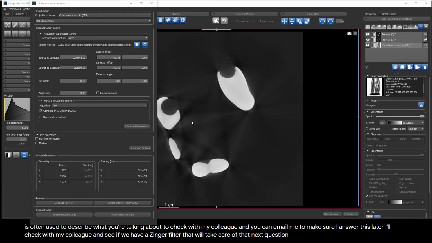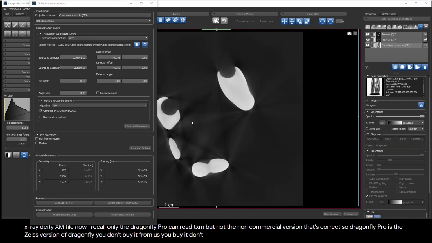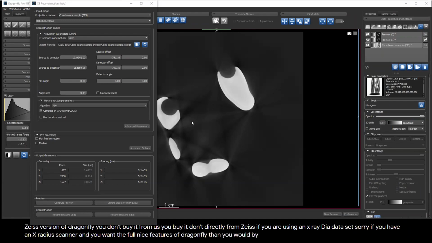Next question. Can non-commercial Dragonfly 2020 read X-Radia TXM file now? I recall only the Dragonfly Pro can read TXM, but not the non-commercial version. That's correct. So Dragonfly Pro is the Zeiss version of Dragonfly. You don't buy it from us. You buy it directly from Zeiss. If you are using an X-Radia dataset, if you have an X-Radia scanner and you want the full Zeiss features of Dragonfly, then you would buy Dragonfly Pro. That includes the ability to import TXM files.